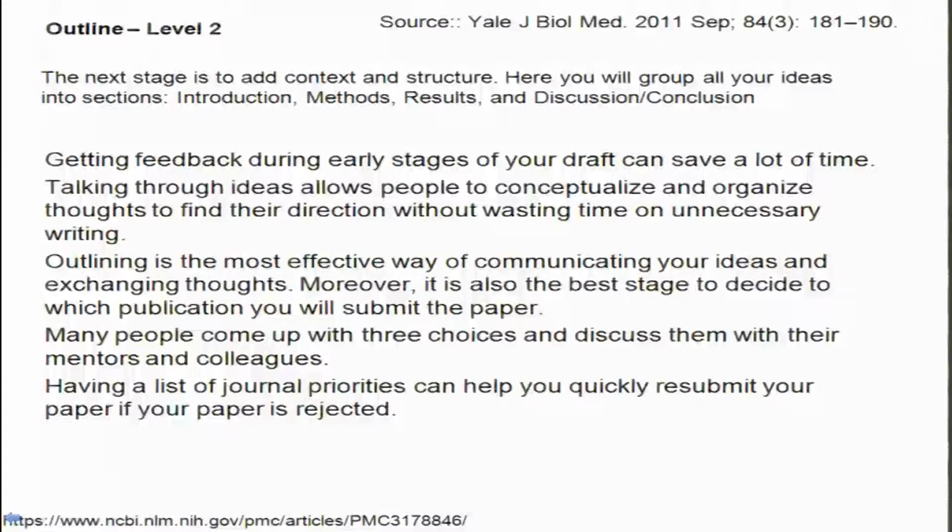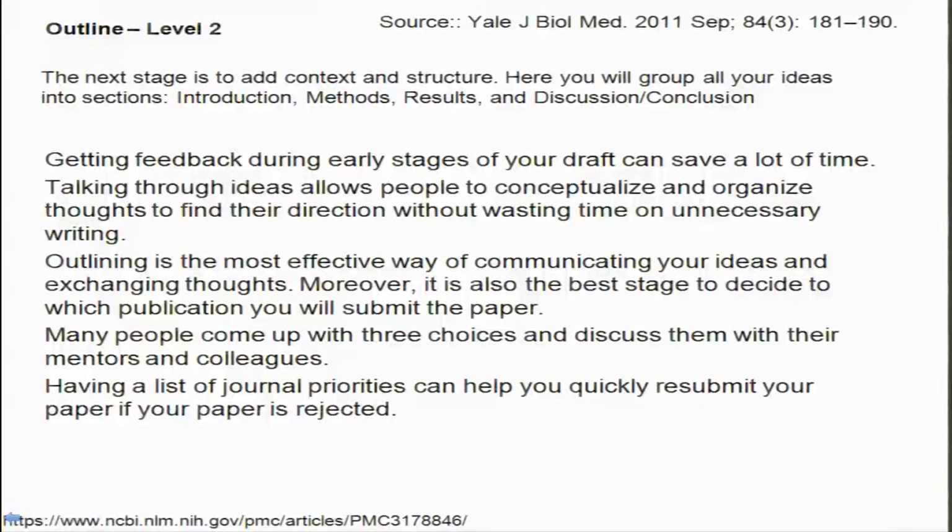So this is again an important thing. The next stage is to add text, context and structure to your paper. Here you will group all your ideas into sections, as I told you: introduction, methods, results and discussion. This is where the outline helps you. Getting feedback during the early stage of your draft can save a lot of time. Talking through ideas allows people to conceptualize and organize thoughts and find their direction without wasting time on unnecessary writing.